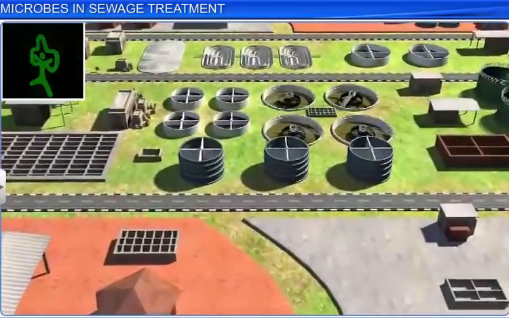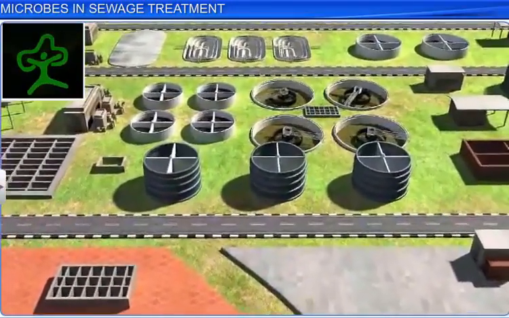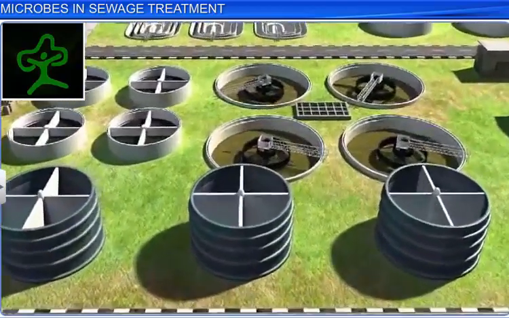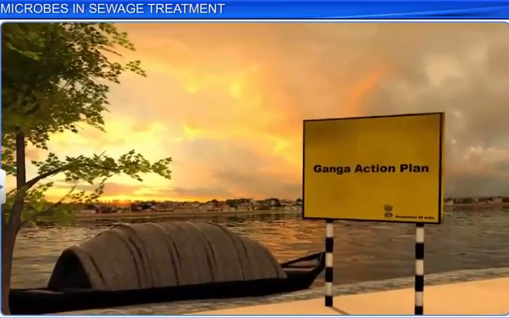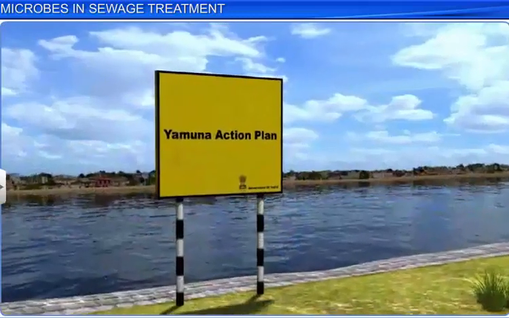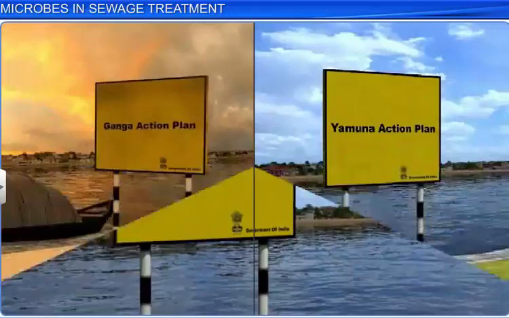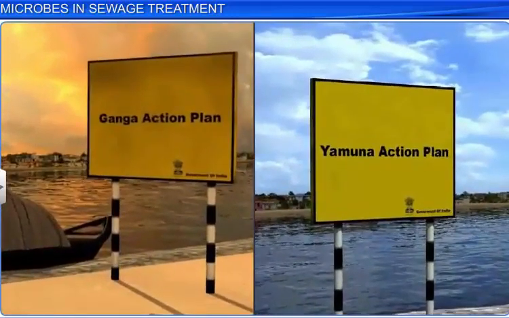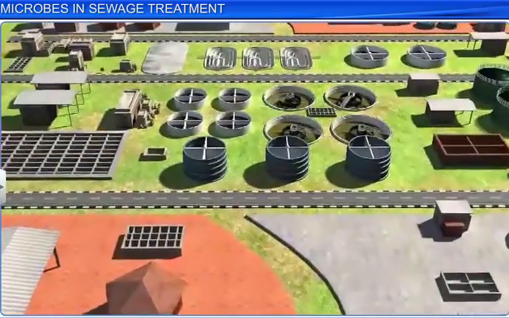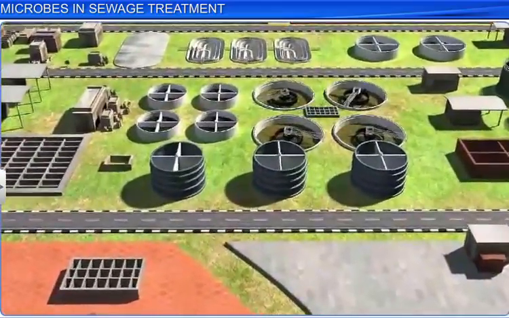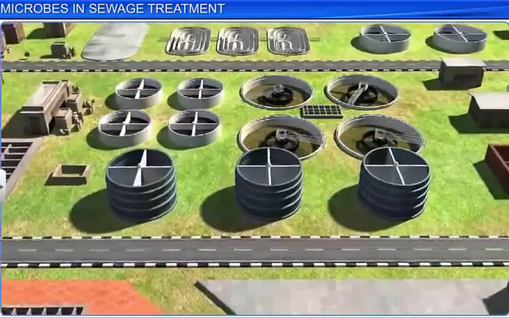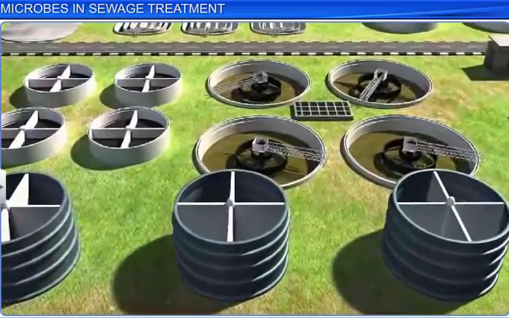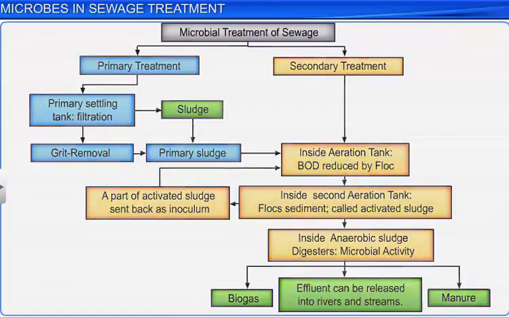That is why the Ministry of Environment and Forests has sanctioned the construction of a large number of sewage treatment plants under the Ganga Action Plan and Yamuna Action Plan to save major rivers like the Ganga and Yamuna. In India, microbes are already treating gallons of wastewater inside several sewage plants around the country every day. Let's take a look at how microbes help in sewage treatment.